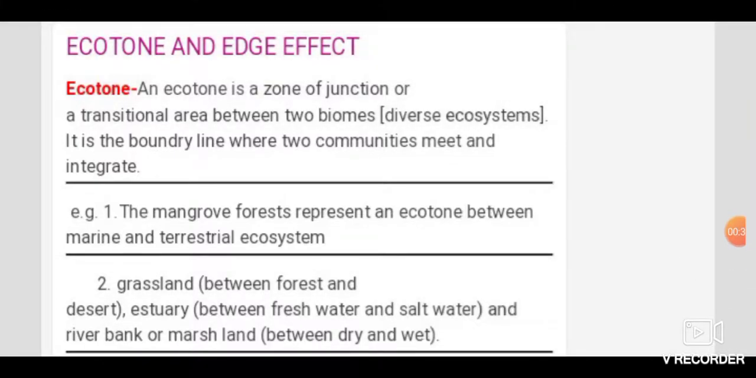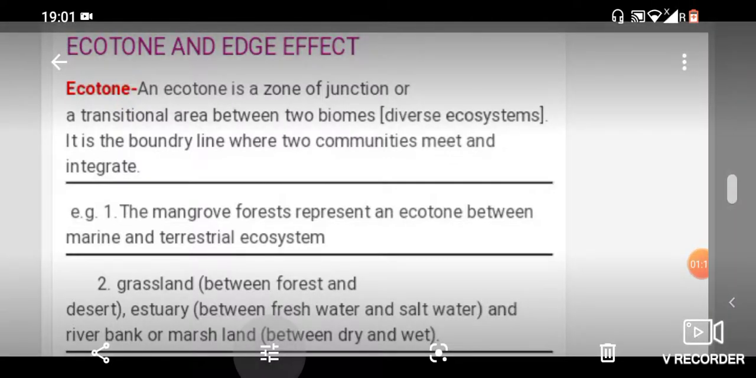It is the boundary line where two communities meet and integrate. For example, the mangrove forest represents an ecotone between marine and terrestrial ecosystem. So if you consider two ecosystems, marine and terrestrial, then the ecotone will be the mangrove forest. Then the second example is the grassland, which is between forest and desert, and the estuary between freshwater and saltwater, and river bank or marshland between dry and wet.